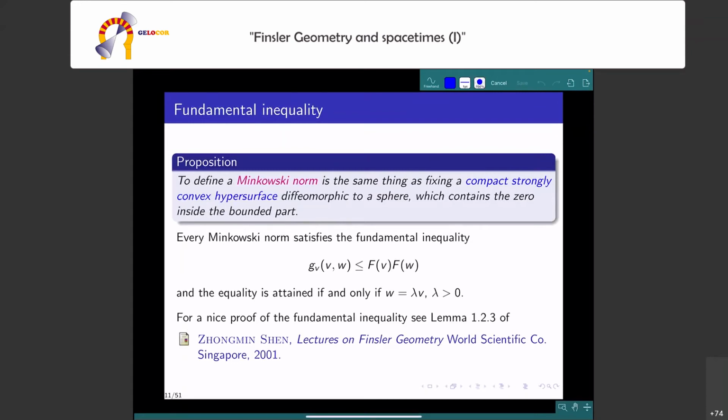When we have a Minkowski norm, we also have the fundamental inequality, which is a generalization of the Cauchy-Schwarz inequality. In the same way, the equality is attained if and only if V and W are proportional. You can find a very nice proof of this in the book by Zhongmin Shen, Lectures on Finsler Geometry. I don't have time here to make this proof, but it's really very geometric and very nice.